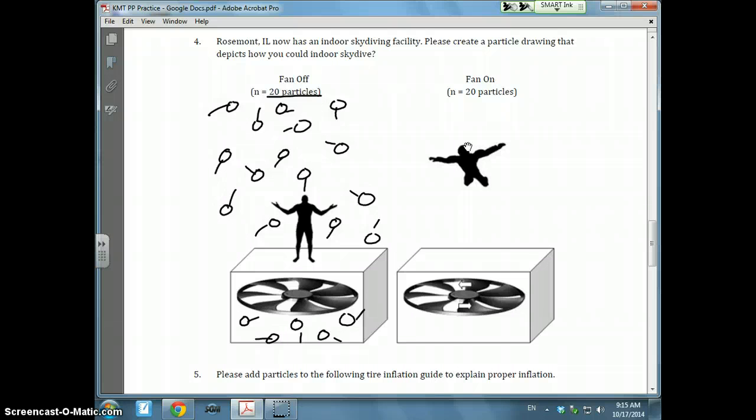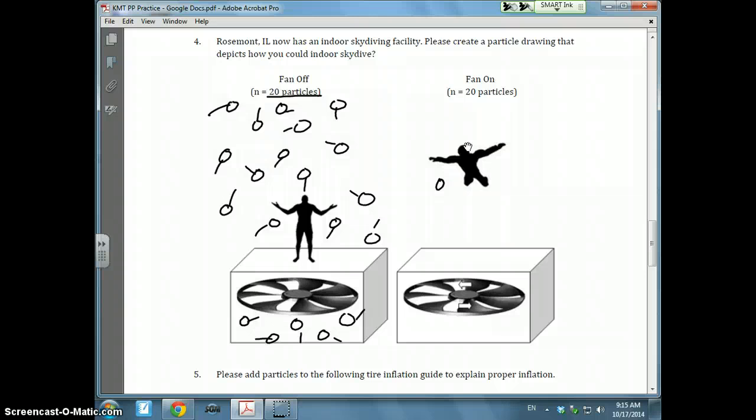Now, it depends on what you think about this. Now, you could say that more particles are in there when this fan turns on. That's why I kind of showed the ones down at the bottom so that we could keep particles constant. Now, these particles are moving faster, which we haven't really talked about yet.